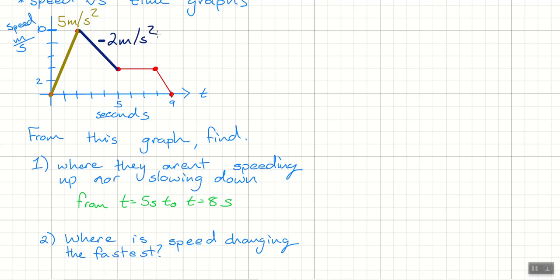What's the slope here? What's the square? Why is there a square? Because if you take meters per second divided by seconds, we get meters per second squared. Yep, acceleration is always meters per second squared.